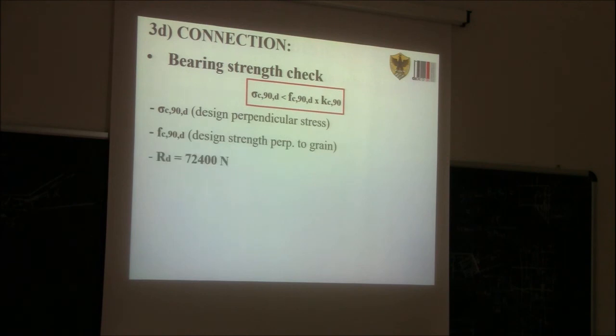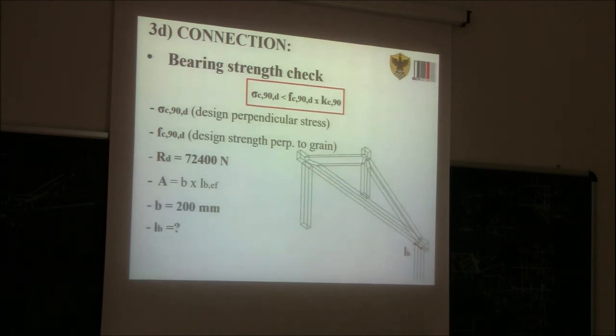RD we said is 72,400 newtons. A, the contact bearing area, will be the breadth of the tie beam times LBF, so the effective bearing length. And LB is our unknown. So we need to know how wide the column must be in order to make sure that we don't have a bearing problem at the interface with the king truss. So sigma C90D is RD divided by B times LBF.